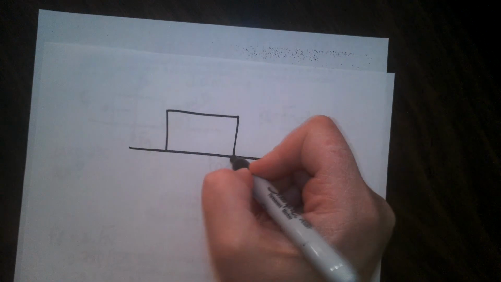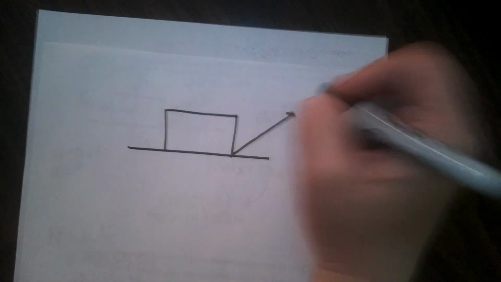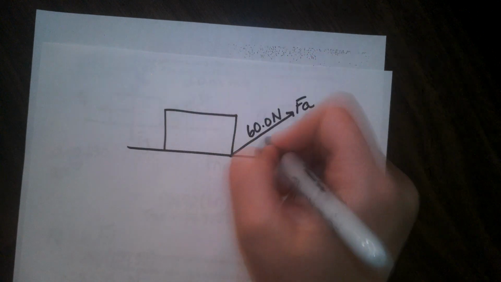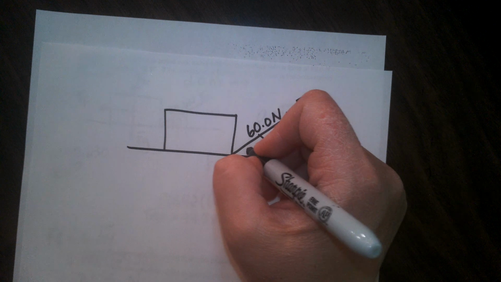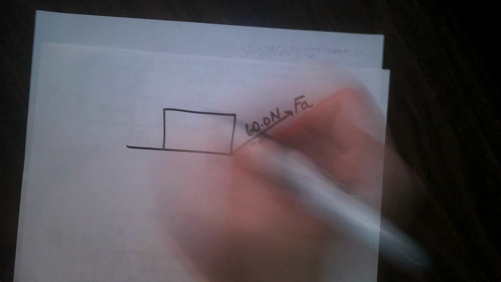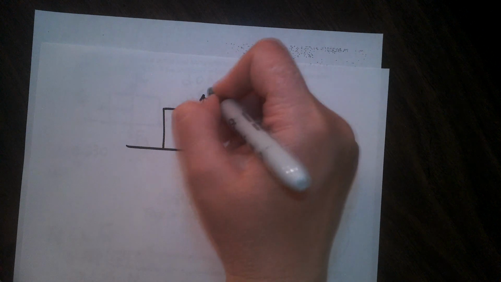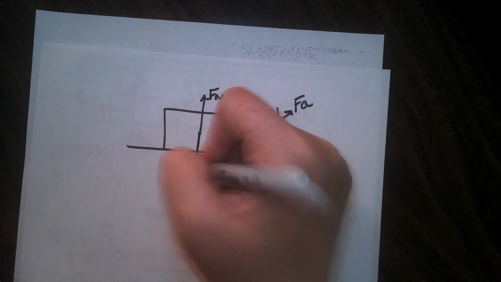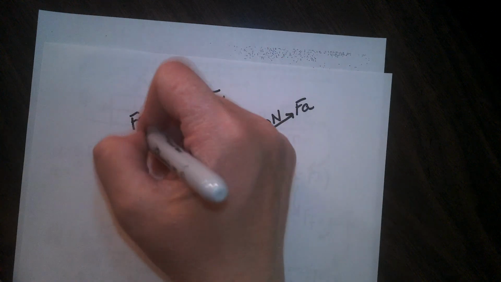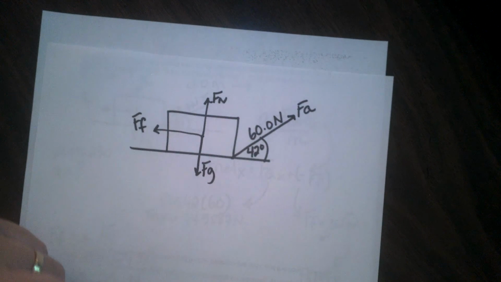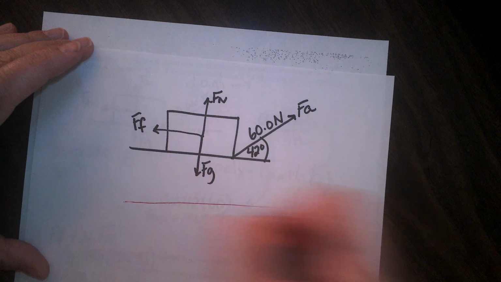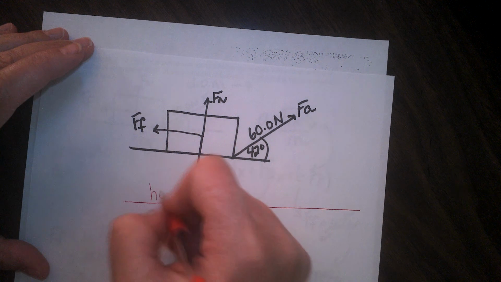So this is being pulled like this. And we said this was force applied. This was 60.0 newtons. This is, what did I say? 42 degrees. We said that force normal worked this way. Force gravity worked this way. Force of friction worked this way. Let's look at some characteristics.